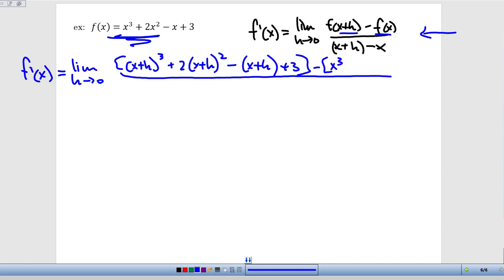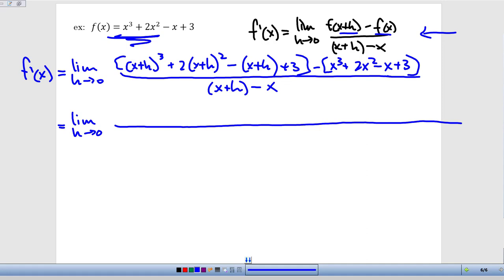So x cubed plus 2x squared minus x plus 3. So on the bottom, x plus h minus x as always. So in the numerator, we got a pretty significant amount of foiling and distributing to do. So let's get going on that. Important that we be as accurate as we can here. So we've got a lot of space here.